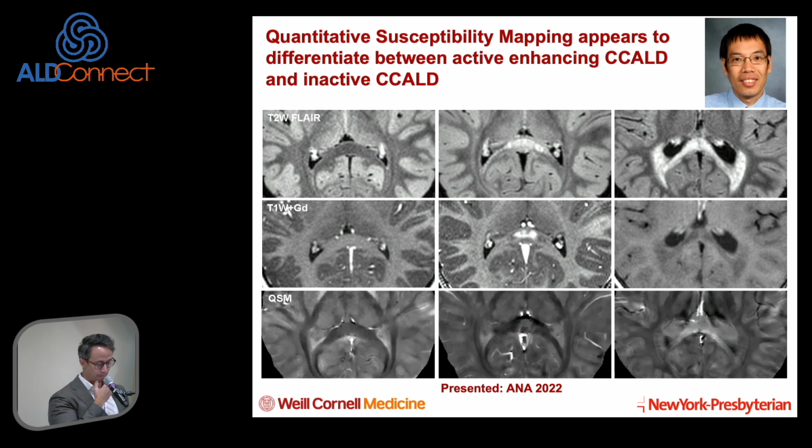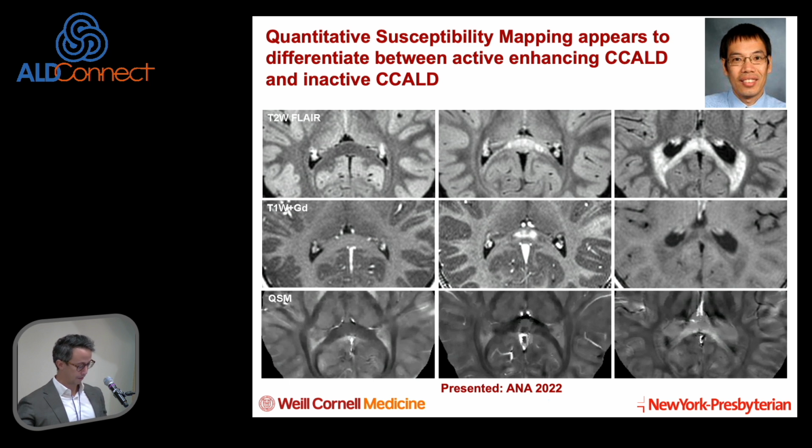If you look in the middle column, top, you'll see there's a T2 lesion, which is common to cerebral ALD, a cerebral ALD lesion. And then in the middle there is evidence of blood-brain barrier breakdown, so that's the contrast enhancement that you see. And then just below that is the QSM image, and you can see there's a little bit of a perturbation in the signal in the midline, but it's still quite dark.